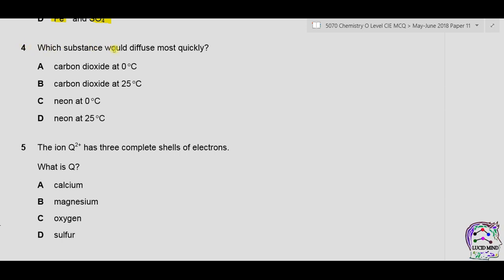Question 4. Which substance would diffuse most quickly? For diffusion, you should always remember that diffusion is directly proportional to the temperature. This is because temperature increases the kinetic energy of the molecules, and higher kinetic energy means a faster rate of diffusion.